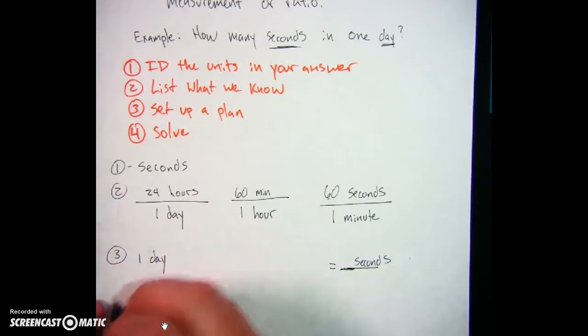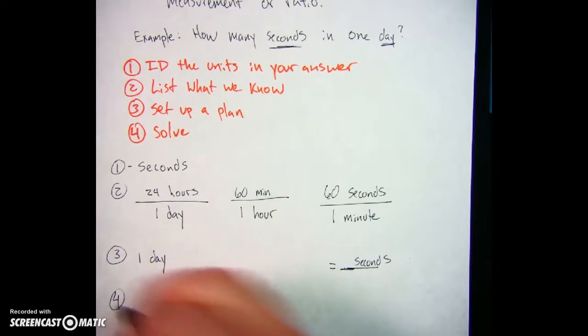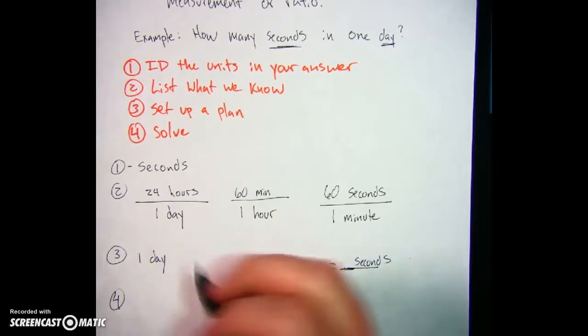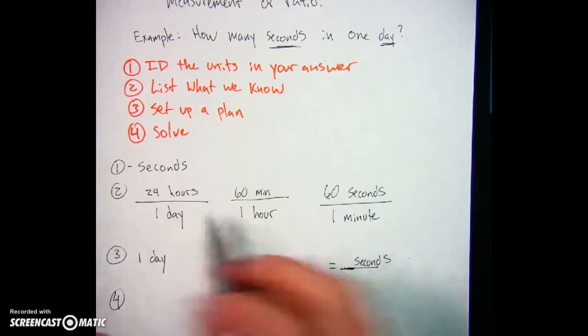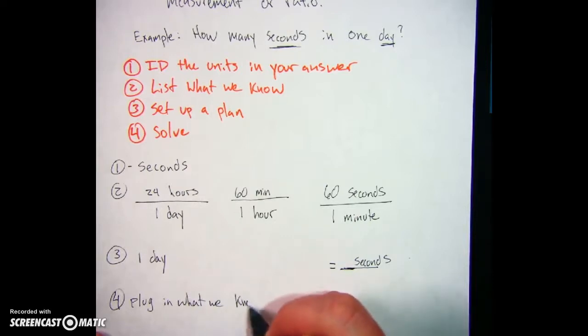So I'm going to go right into step 4. For step 4, what we need to do is we need to start plugging in the things that we know in the right spot. So I'm going to write in plug in what we know. And then I'm going to go back up to 3.